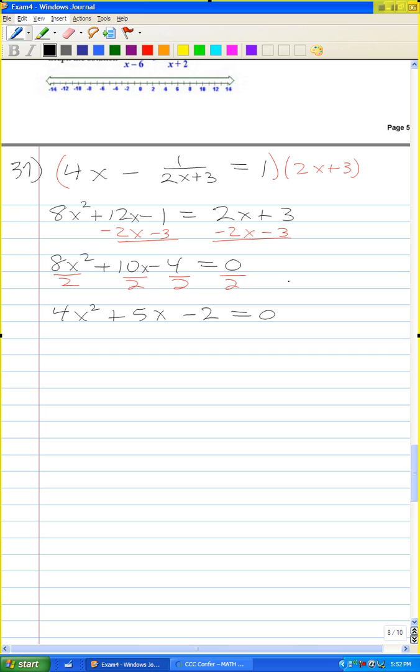I guess I really can't factor this, so let me use the quadratic formula. So x equal negative b plus or minus the square root of b squared minus 4ac all over 2a. So negative b plus or minus the square root of b squared. Let me move this over a little.